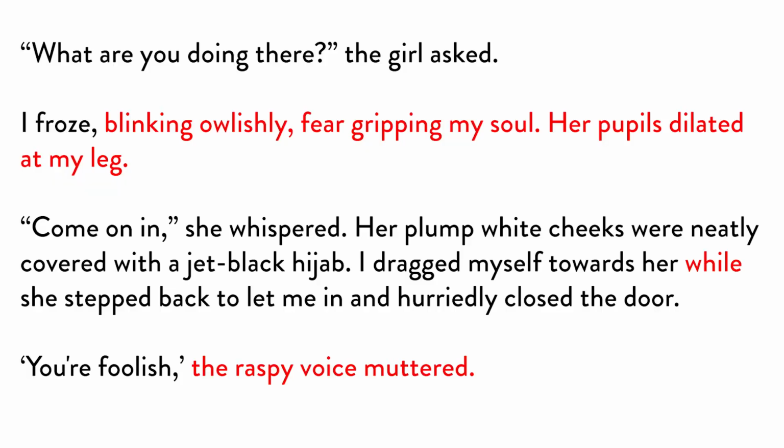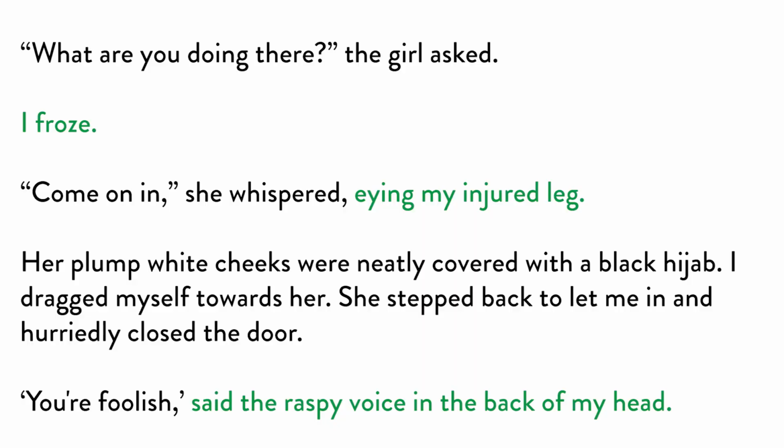Final sentence before we move ahead to the next part. "I froze, blinking owlishly, fear gripping my soul. Her pupils dilated at my leg." So in this version, we're just trying to say that he is afraid, he froze, and the girl is looking at the legs, and then her pupils dilated. Fancy language, and we're trying to just explain the emotion to the reader. Whereas in the second version, all I have is, "I froze." That's it. Because "I froze" conveys that exact emotion of fear, and you don't have to tell the fear. It's already conveyed. Alright, let's move on with the story now.